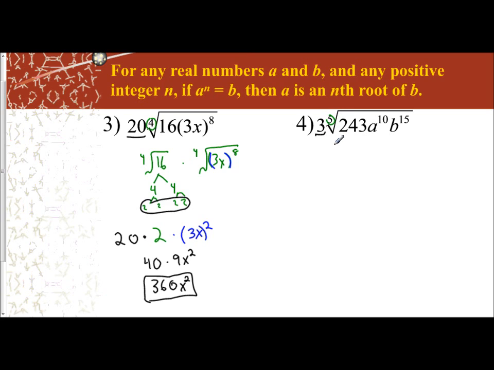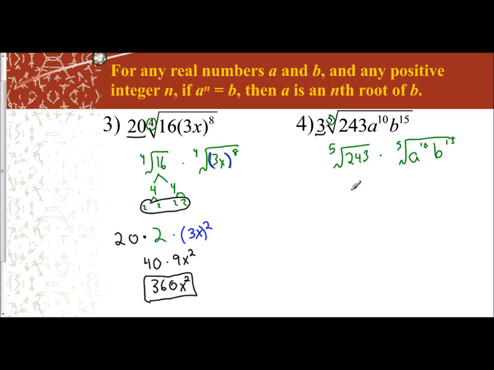So I'm going to break it apart. I have the fifth root of 243. I'm going to keep all the variables together this time since we know the shortcut. And so a to the 10th and b to the 15th inside the fifth root. So what's the fifth root of 243?